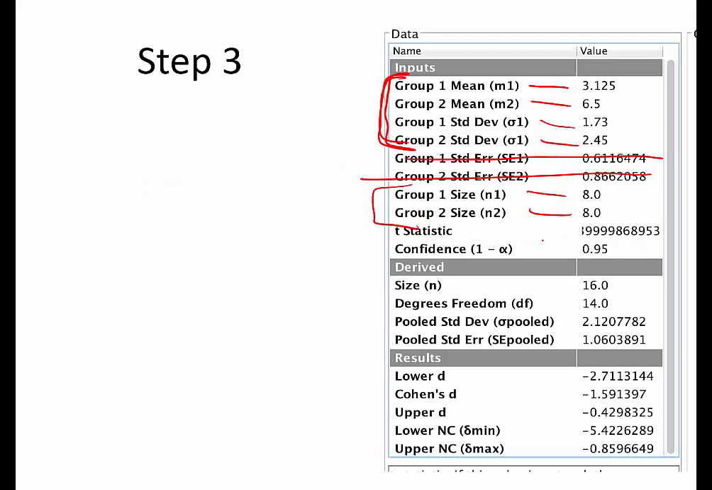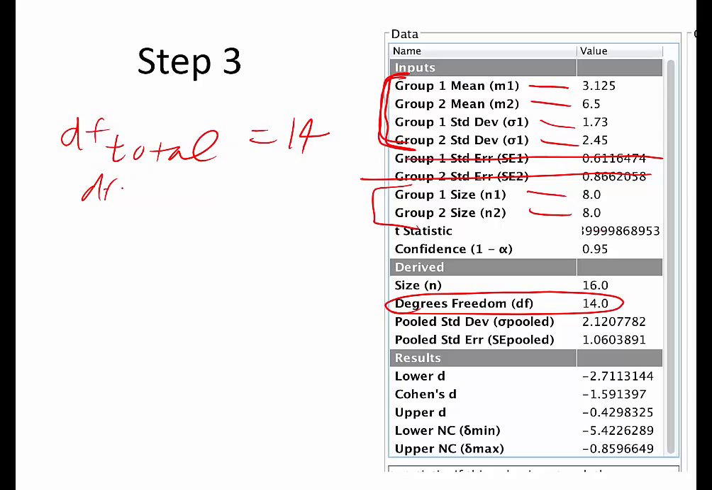It'll actually give you t. I must have clicked on it so you can't read it, but t should match. It gives you degrees of freedom total. So you need df total for step 4. But remember, this is pretty easy. It's going to be df1 plus df2. That's not the hard part. So 7 plus 7. Okay.